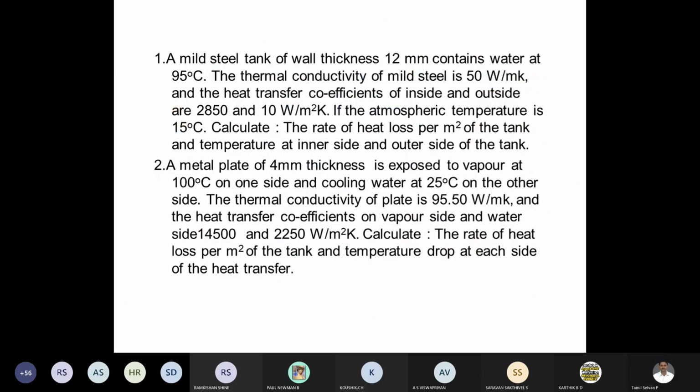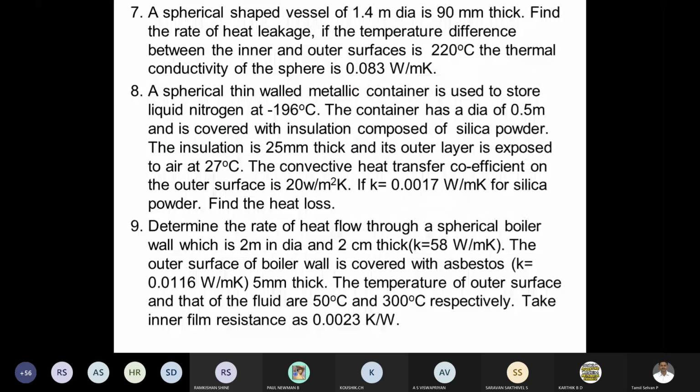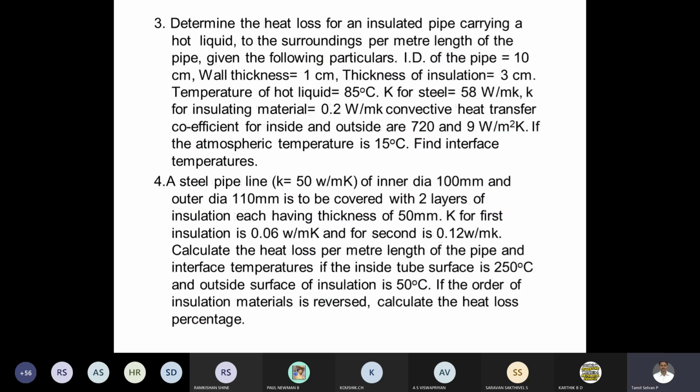is it okay? Okay, sir. Okay, ma. Okay, sir. Yeah. Which one? This is the problem I asked you to solve, right?